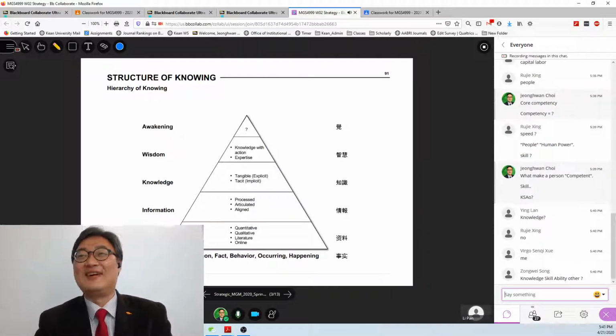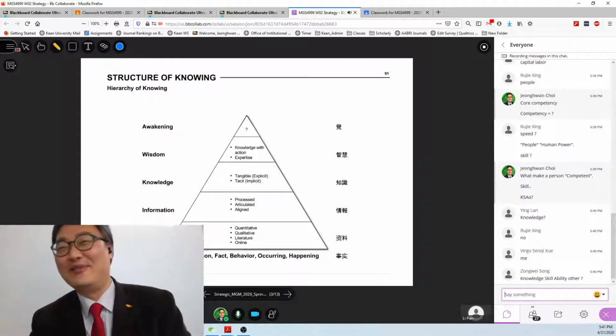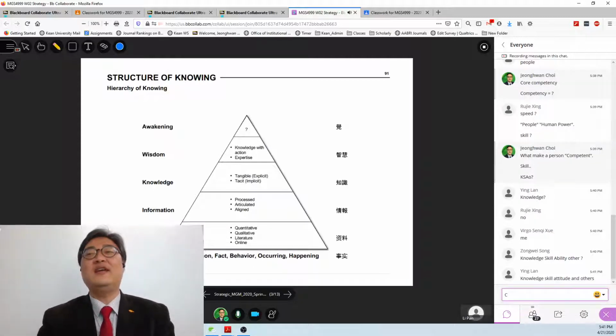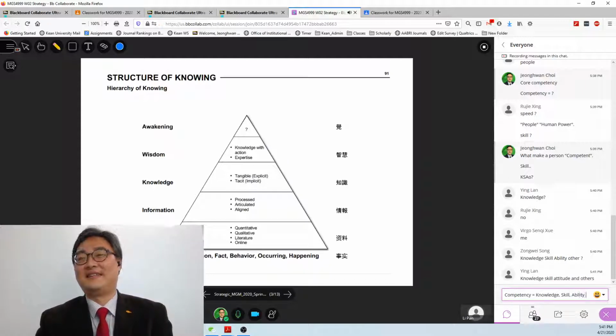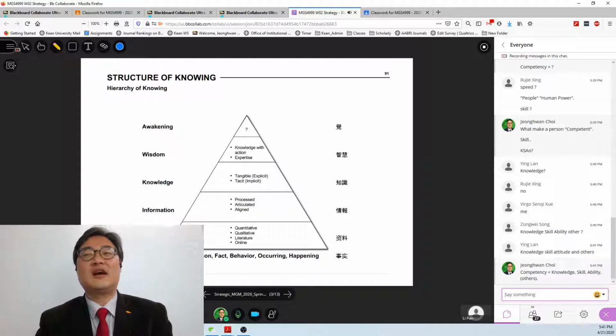Knowledge, skill, ability, others. Exactly, Weber. That's exactly right. Human competency can be summarized as knowledge, skill, ability, or attitude, whatever, ability and others. We call that competency. KSAO equals human competency.